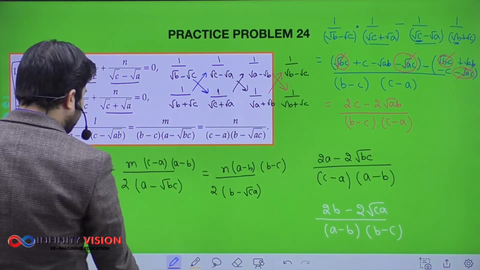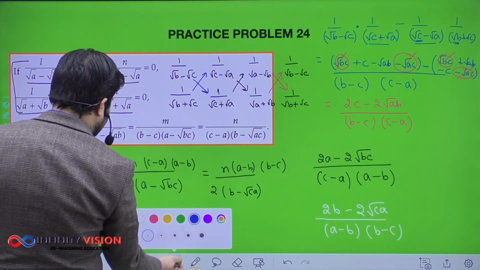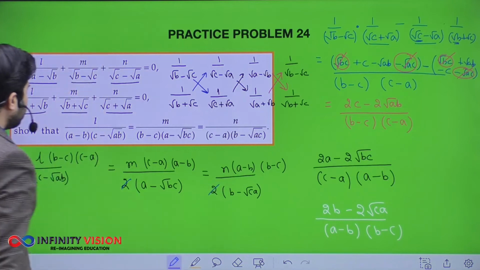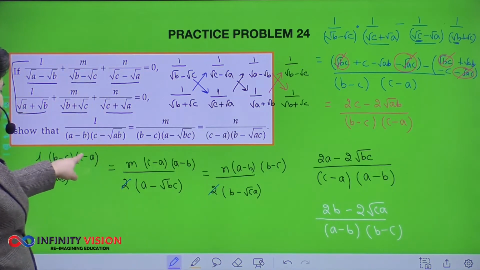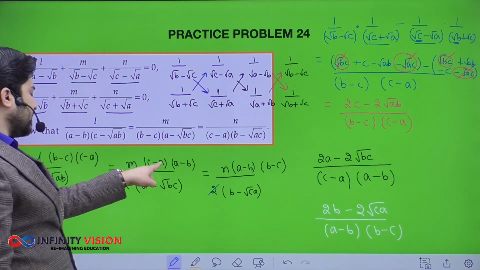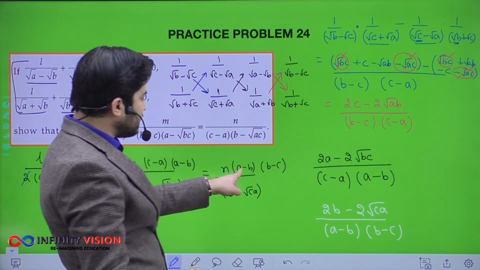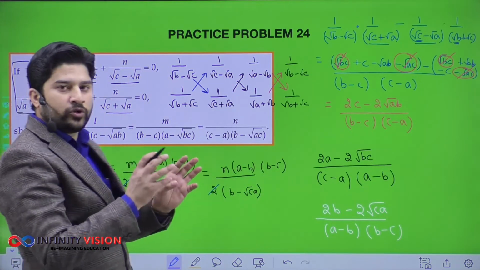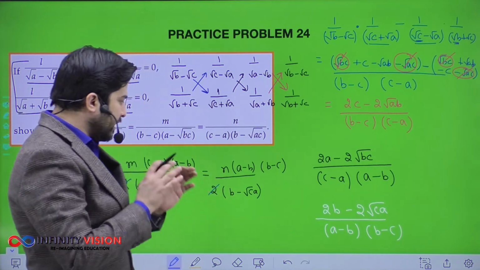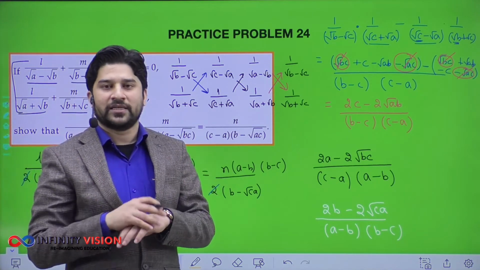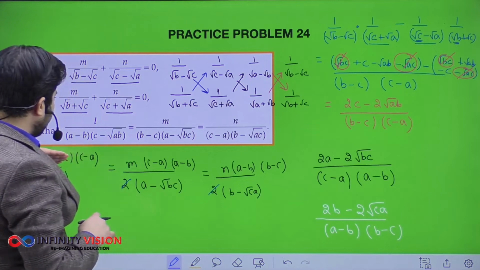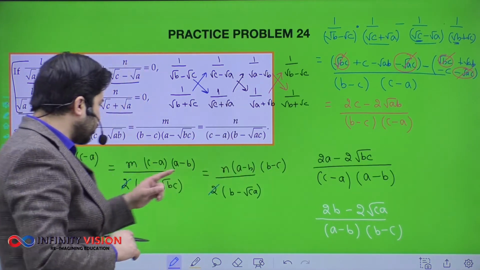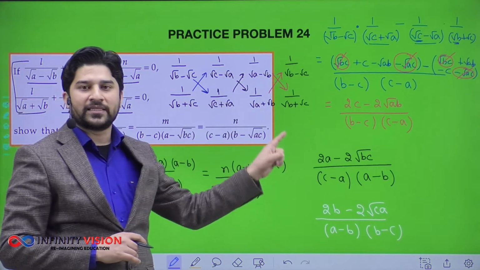Now what we can do? We can simply say that 2, 2 and 2 can be out. Here I see b minus c into c minus a. Here I see c minus a into a minus b. And here I see a minus b into b minus c. So what I see is that you have two fellows of a minus b, b minus c and c minus a taken together. So what we can do, I can simply divide the whole ratio by the product of a minus b, b minus c and c minus a.